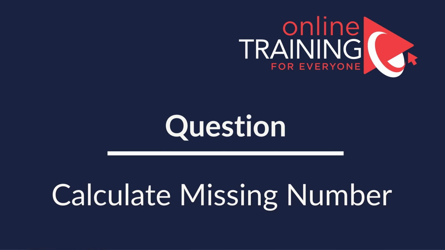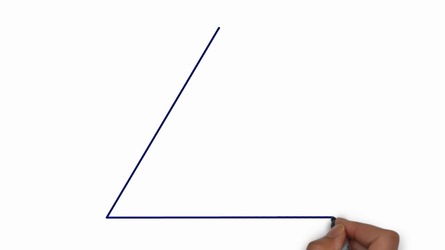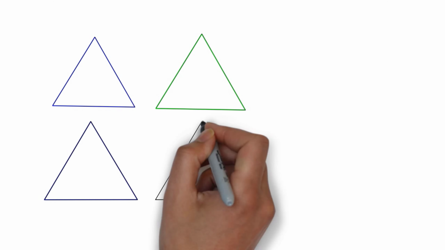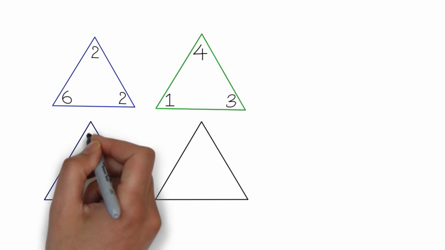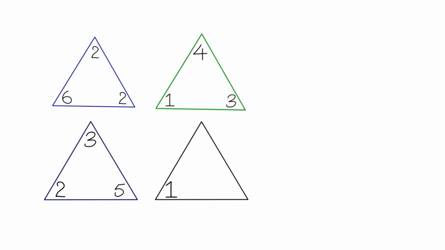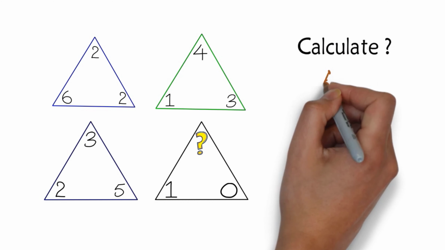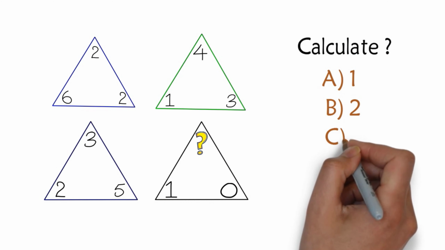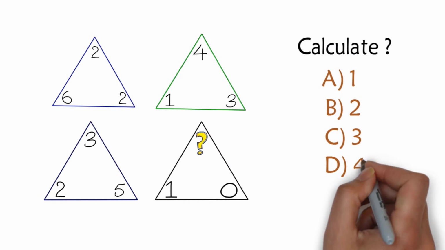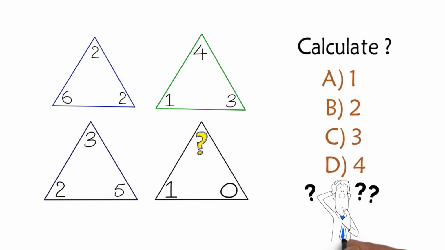Here's another puzzling question you might find difficult to solve. You're presented with 4 triangles. Each triangle has a number in the corner. And you need to calculate one of the missing numbers in the upper corner of the black triangle. You have 4 different choices. You have choice A, 1, you have choice B, 2, you have choice C, 3, and you have choice D, 4. Can you determine the answer? Let's continue to see how we can solve this challenge together.